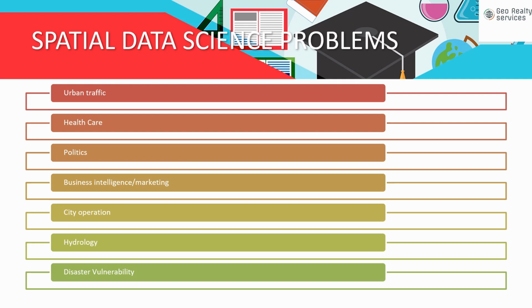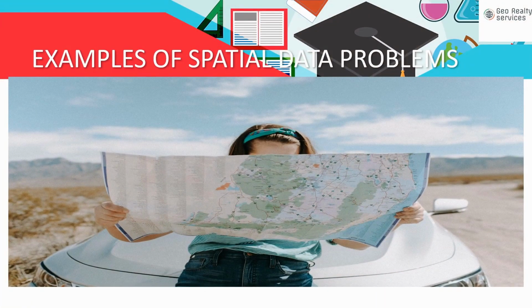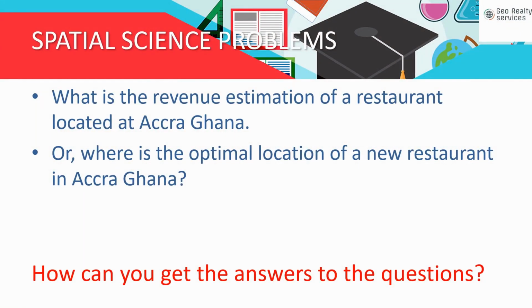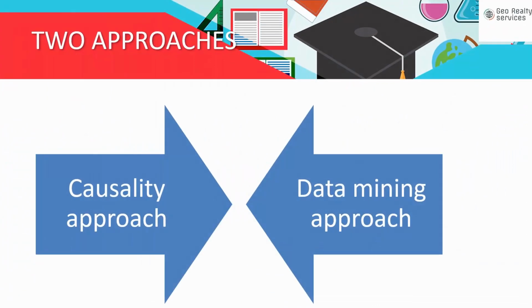Let's take a look at a real-world problem of spatial data science. What is the revenue estimation of a new restaurant located at Accra, Ghana? Or where is the optimal location of a new restaurant in Accra, Ghana? How can you get the answers to the questions? There are two approaches to this. One is the causality approach and the other one is the data mining approach.